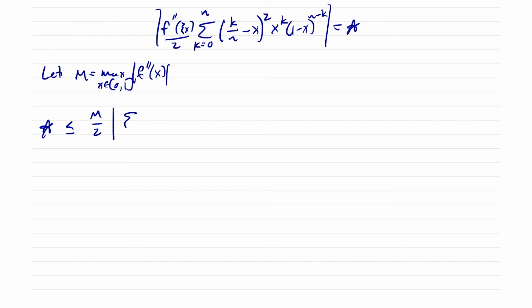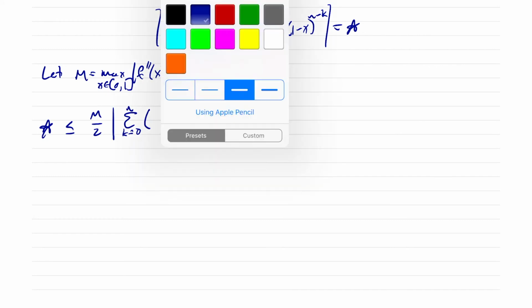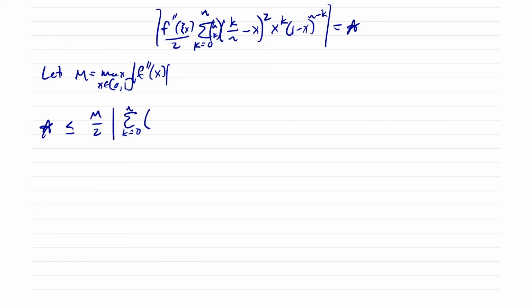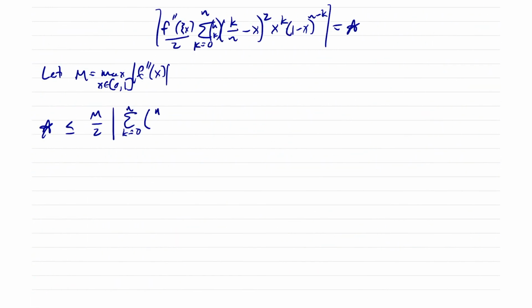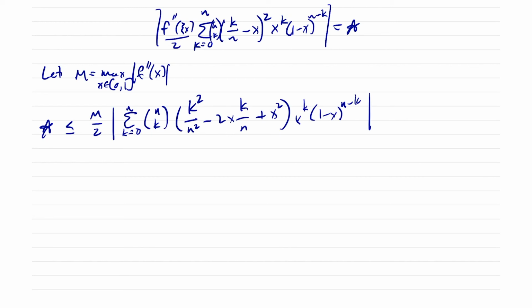And then we have the sum from k equals 0 to n of, oops, that should have had n choose k in here. So we have n choose k of (k over n minus x) squared, but let's go ahead and write that out: k squared over n squared minus 2xk over n plus x squared, times x to the k, 1 minus x to the n minus k. Okay, so that splits into 3 different sums.